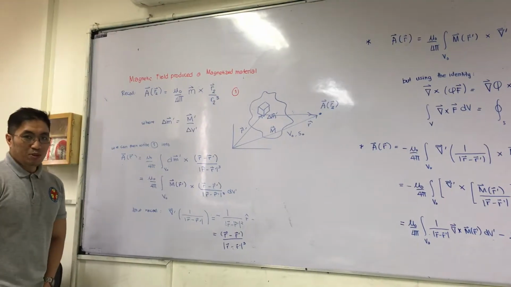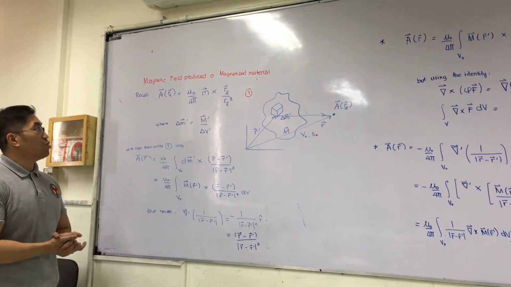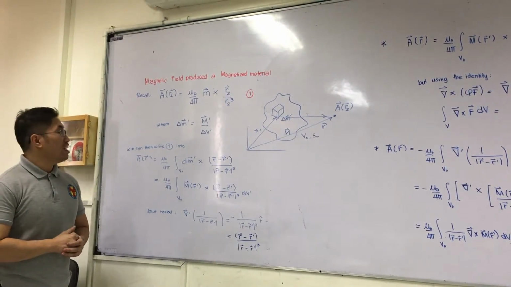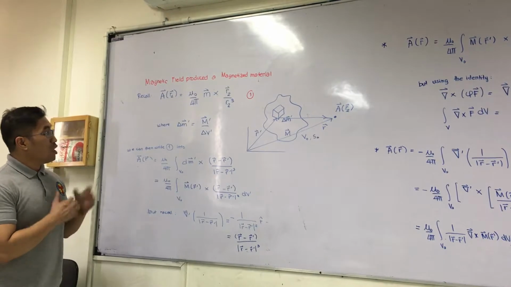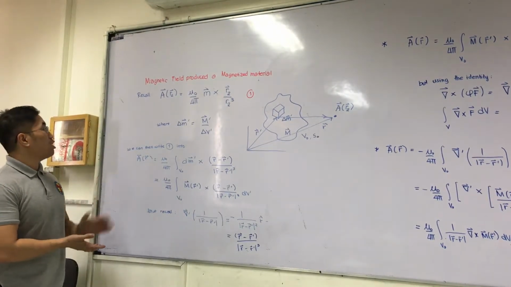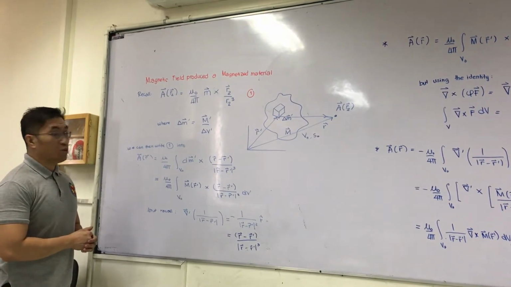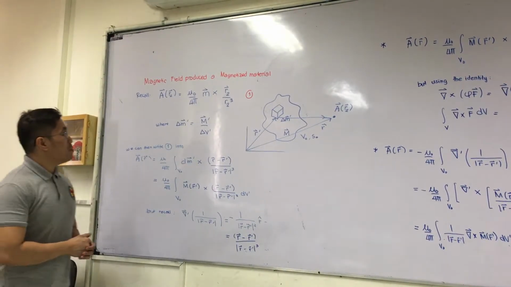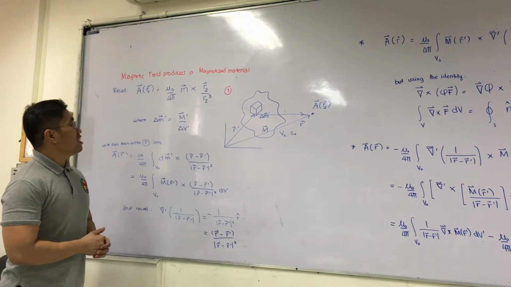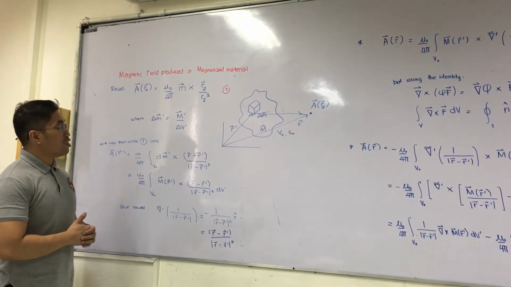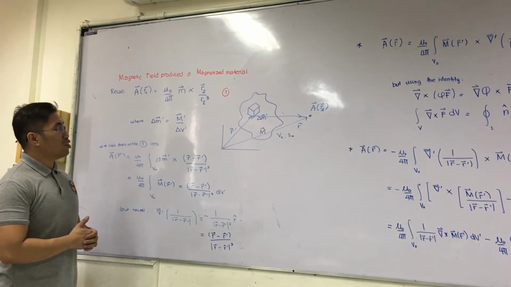Okay. Good afternoon. So today we'll be discussing how to get the magnetic field produced by a magnetized material. To start with, recall that from equation 1, we have obtained an expression for the vector potential A at some distance R2 from the origin, given by mu naught over 4 pi, then m here is the magnetic dipole moment, cross product with unit vector R2 over R2 cubed.